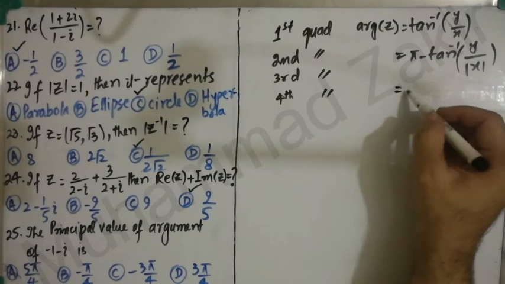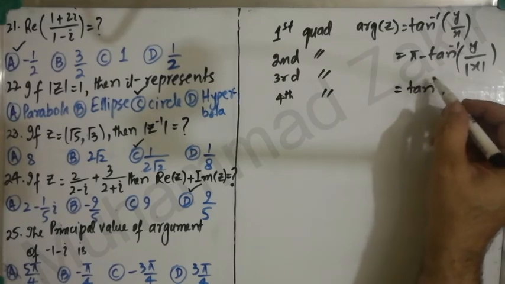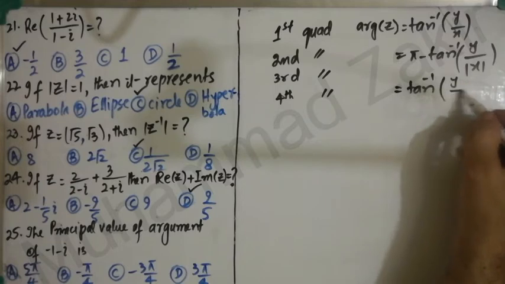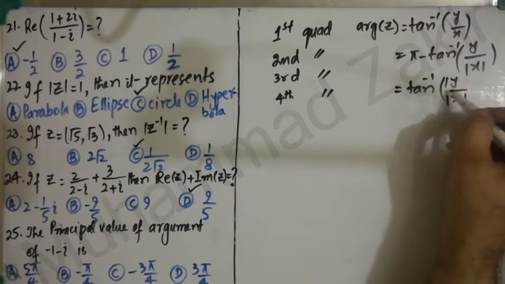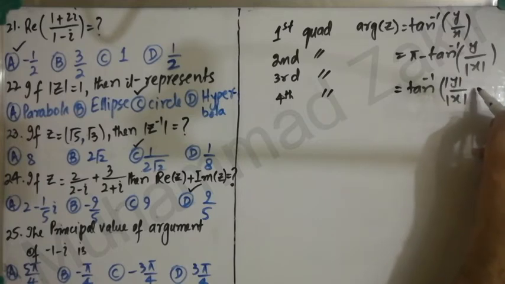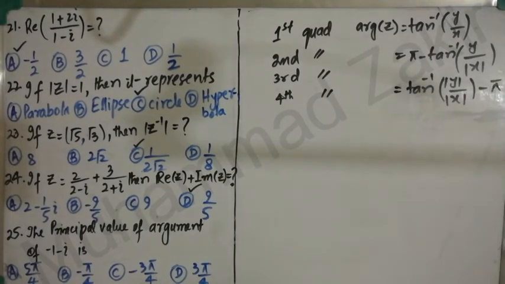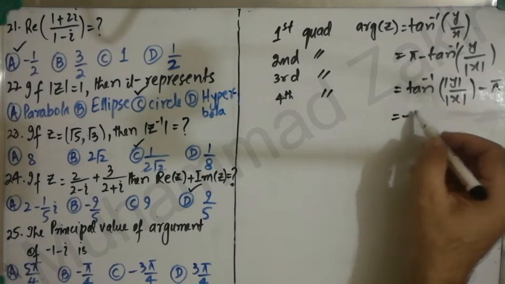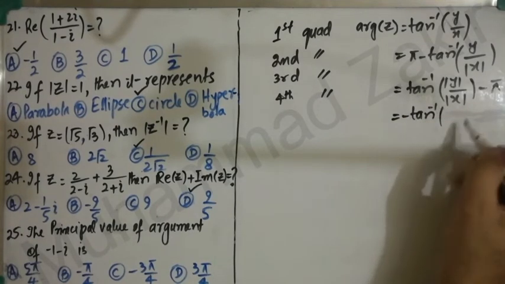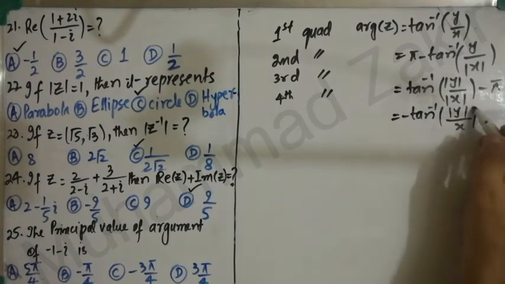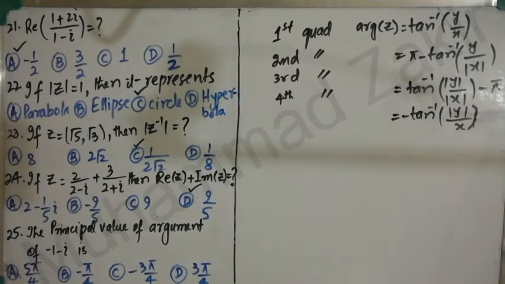For third quadrant it is tan inverse of both values positive, x and y, and this minus pi. For fourth quadrant it is minus tan inverse of positive value of y by x, as the value of x is positive in fourth quadrant.